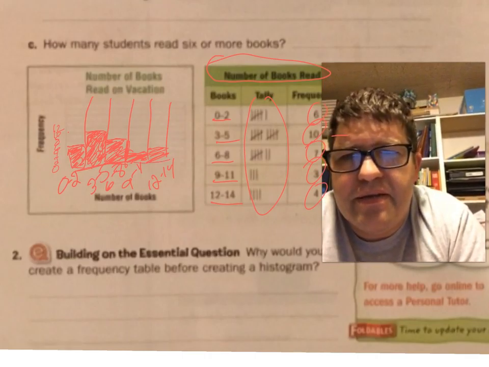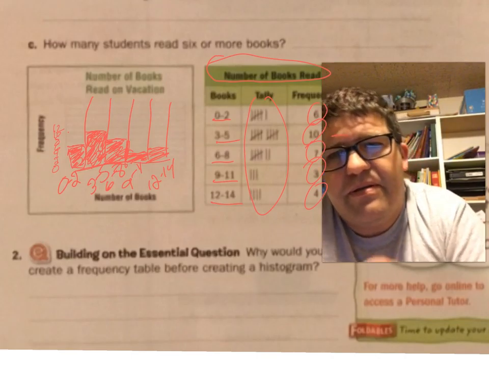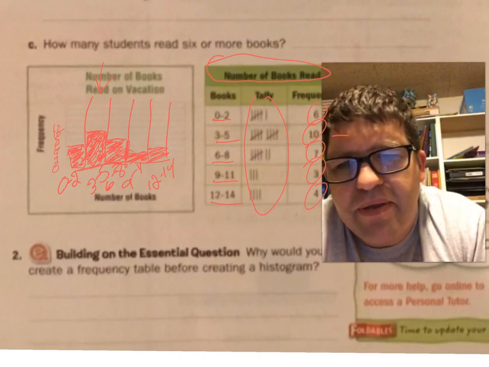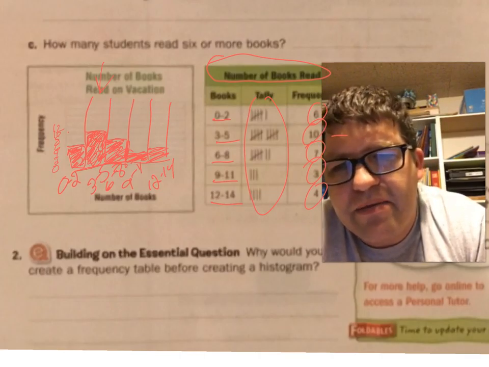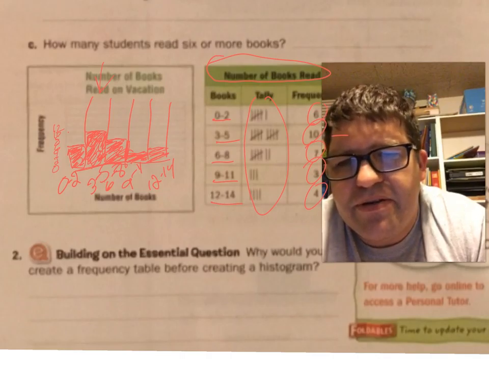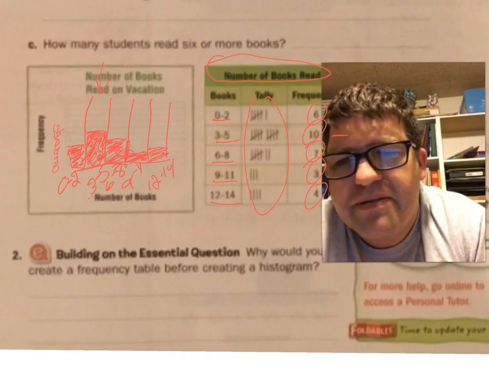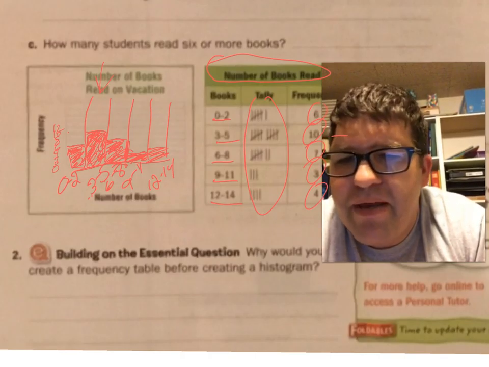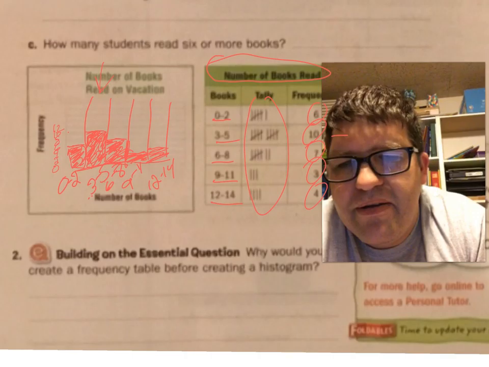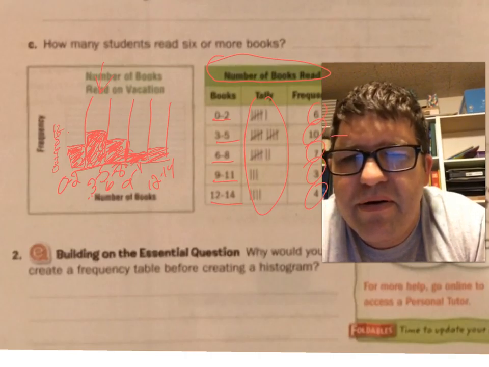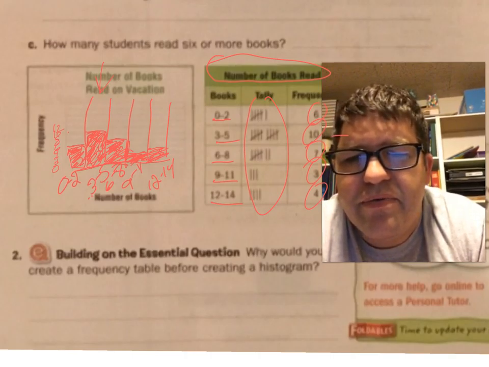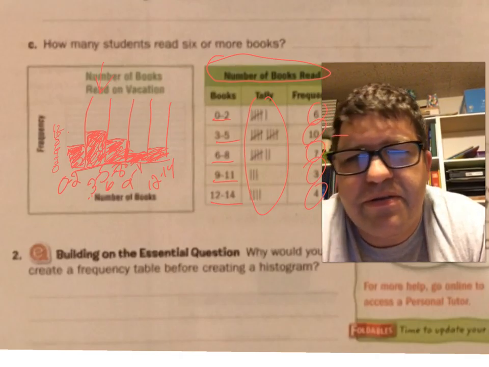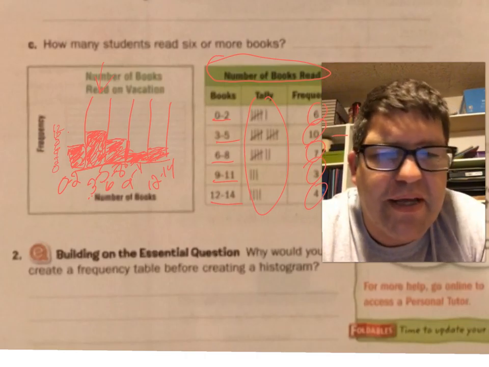All right, so there we did our little histogram. Then it says describe it. Well, by describing I could say the most amount of people read between 3 to 5 books. Second most would be 6 to 8 books. So I could say between 3 and 8 books was a lot of kids. Not many read 9 to 11, but then there were a few that read 12 to 14. And some read the 0 to 2. You can kind of look at it and interpret the data.